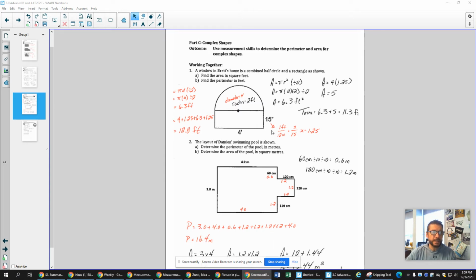And then what is the distance around the whole window? Well, I've got 4 on the bottom. I've got this side of 1.25. I've got my 6.3, and I've got another side of 1.25. And again, I'm using 1.25 because everything has to be in feet.